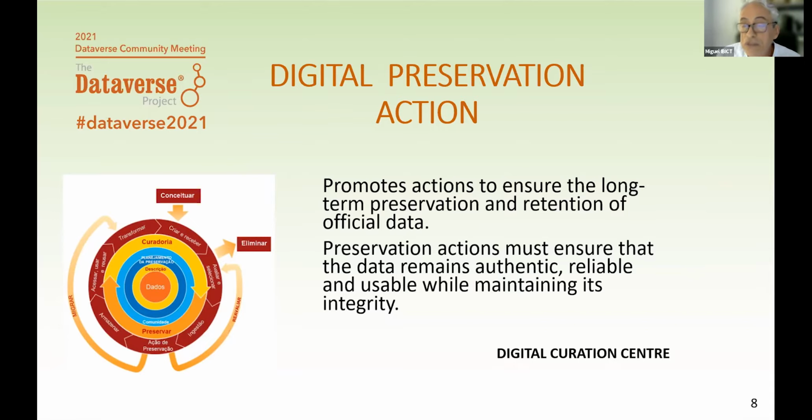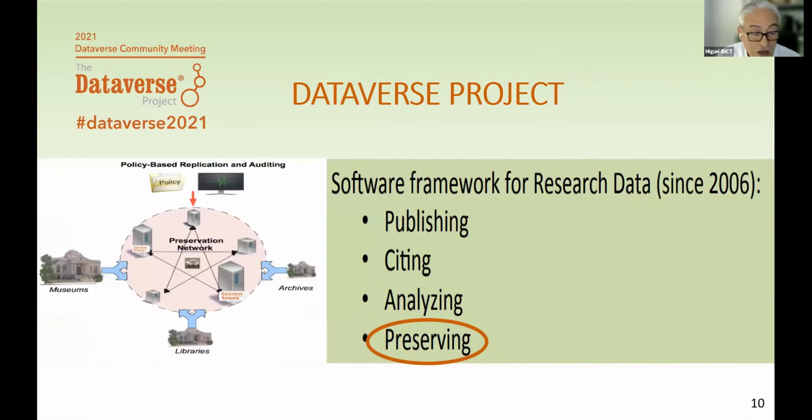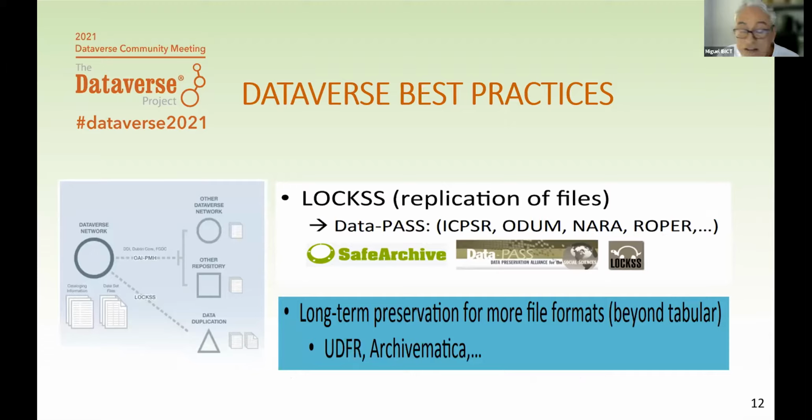We know too that digital preservation of data means the correct implementation of the OAIS model with adequate digital curation, making use of appropriate metadata adapted for the new scenario. In 2006, when the Dataverse Project started, preservation functionality was already present in the software structure. It was very important for us to realize that preservation functionality was important for the project. Some preservation actions continued in the following years and continue to be mentioned among the project's best practices, like preservation format conversion and checksums for files, as well as something very important for us, the need for integration with preservation systems and the definition of preservable file formats.